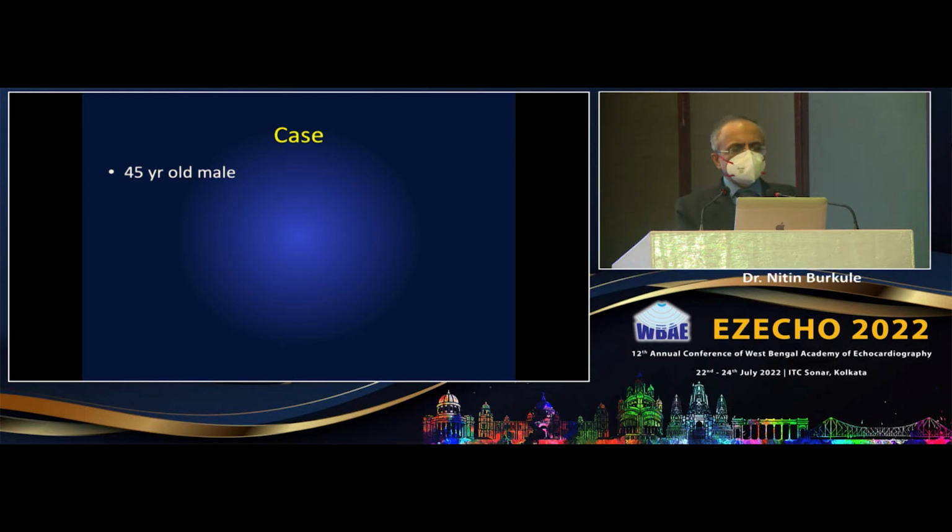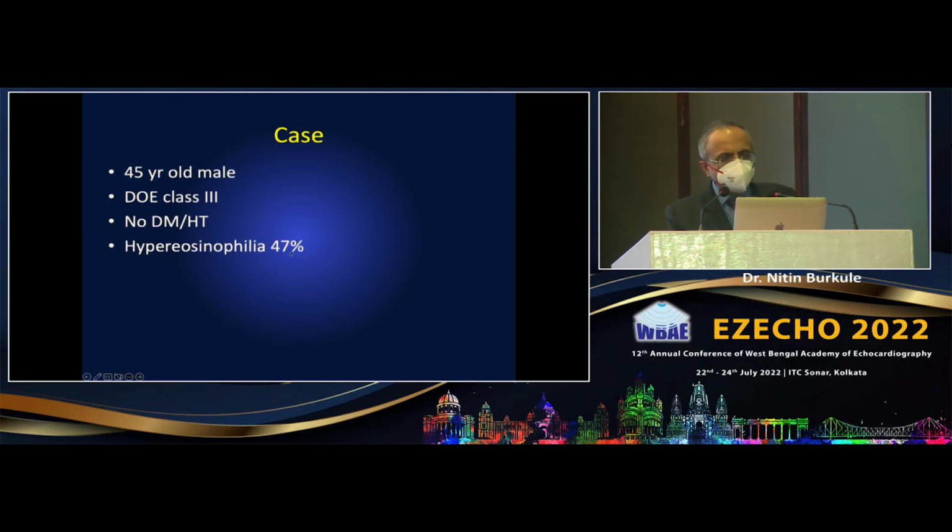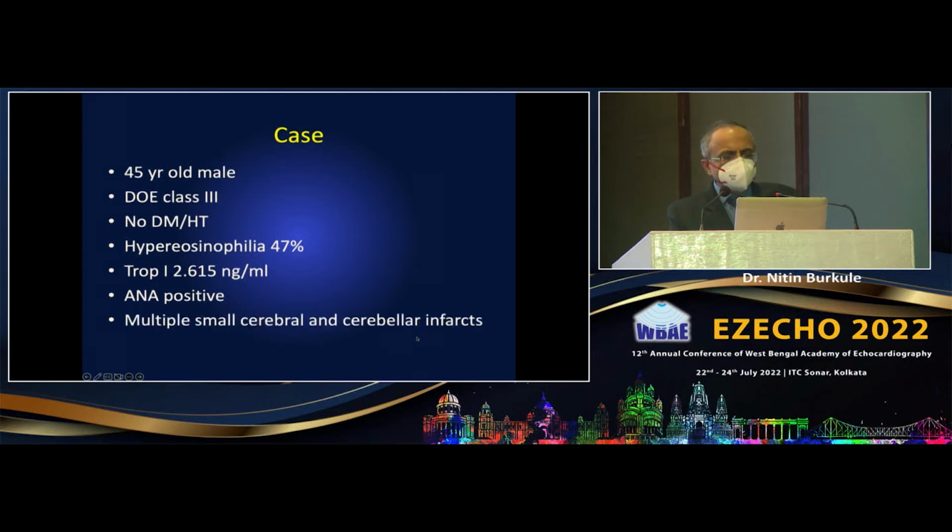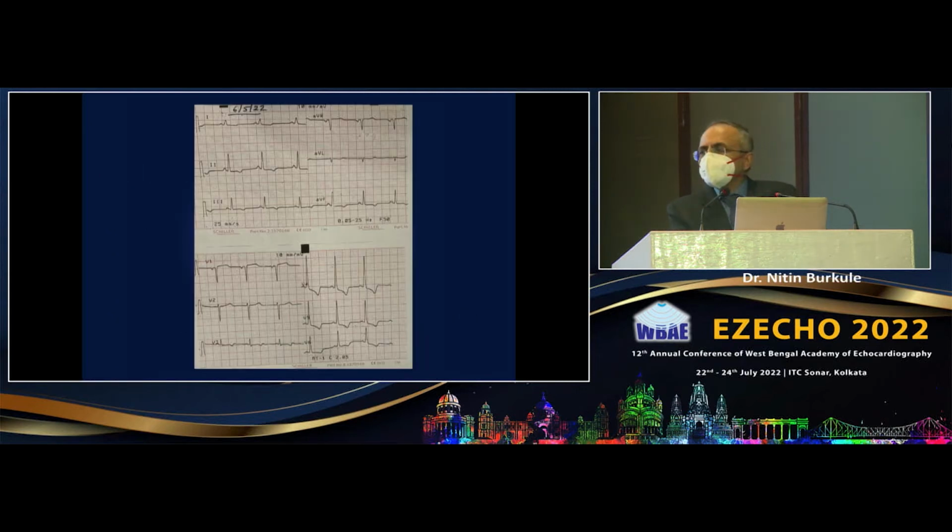Okay. So this is a 45-year-old male, class 3 dyspnea. He has a blood eosinophil count of 47%. His troponin is elevated, 2.6 nanogram per ml. He is ANA positive. And actually he has been referred to us by the neurologist because of small cerebral and cerebellar infarcts. And this is his ECG. Deep T inversions everywhere, but no infarct.